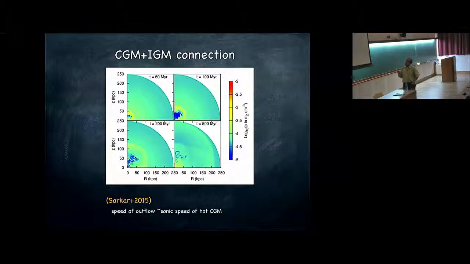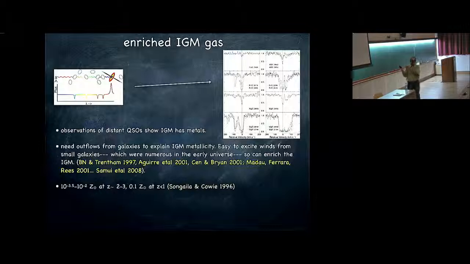There are problems with this because we find that the speed of the outflow becomes very, very small. It is almost like the sonic speed of the hot CGM. But there are also problems to do with what the mass loading factor is, for example. And why is it important? Because the CGM, the intergalactic medium, is not pristine.